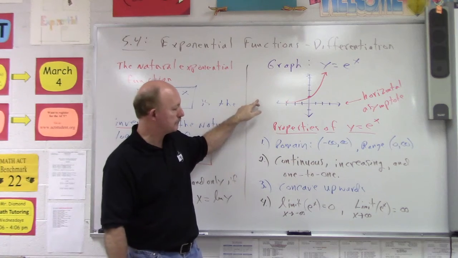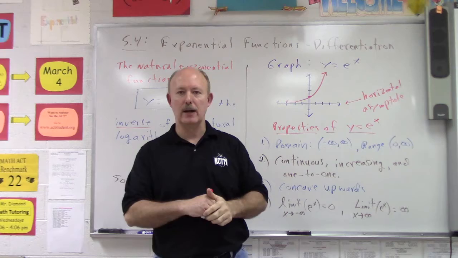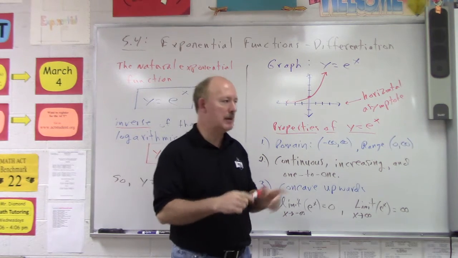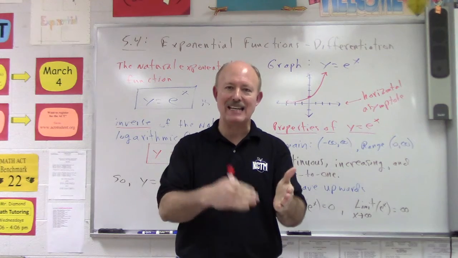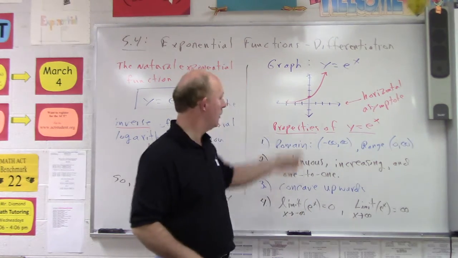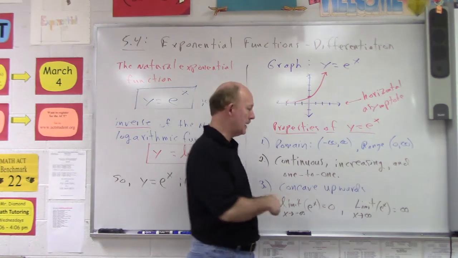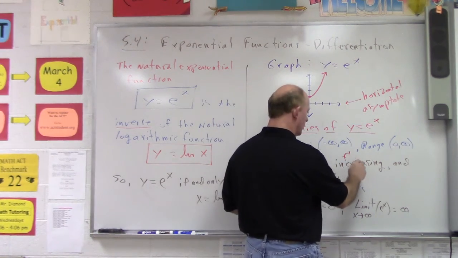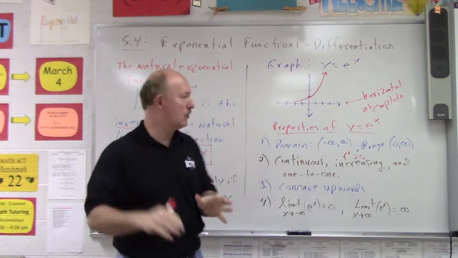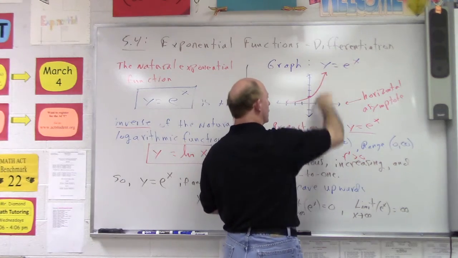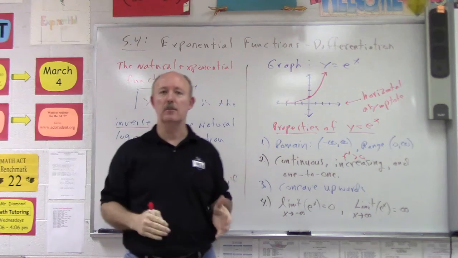Also, the graph is increasing everywhere. Now remember, the first derivative tells you whether a graph is increasing or decreasing. Since y equals e to the x is increasing everywhere, that means the first derivative will always be positive. So you can imagine that if you could draw a tangent line anywhere on this curve, you would have a positive slope.